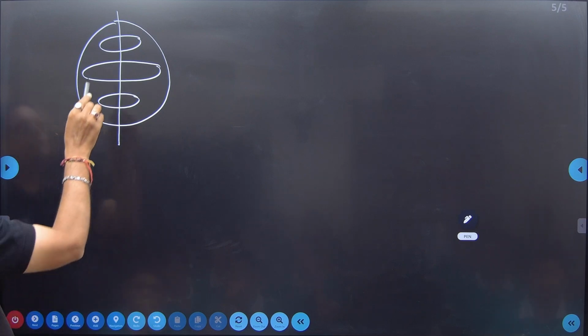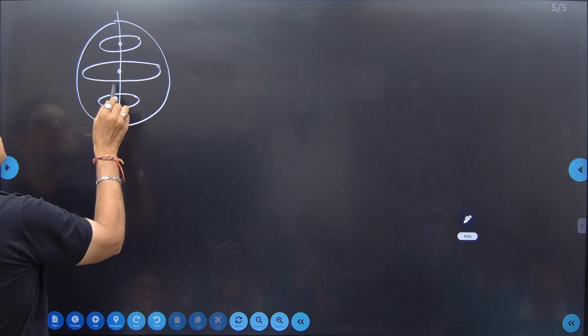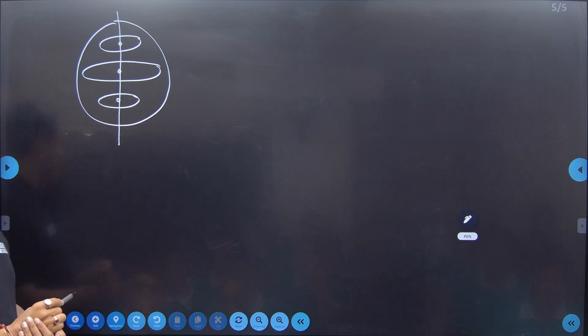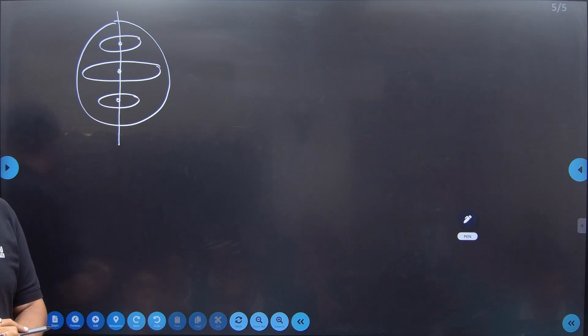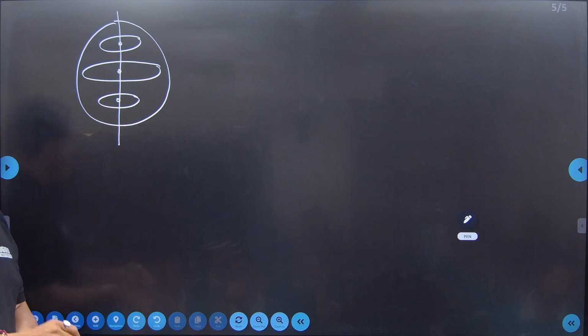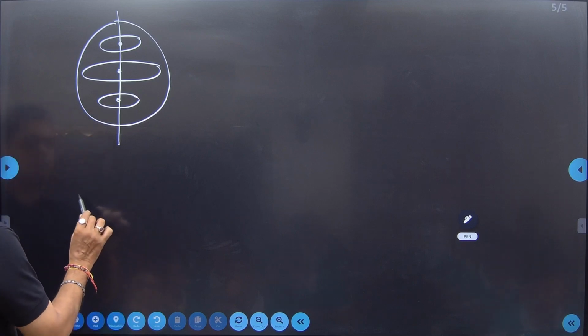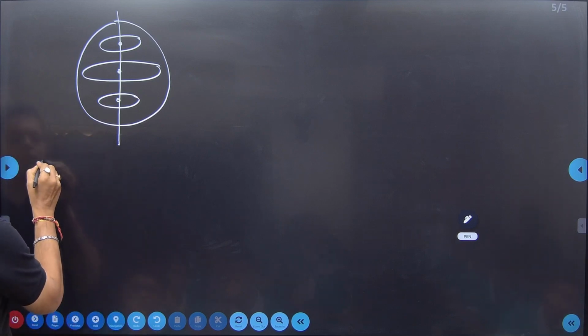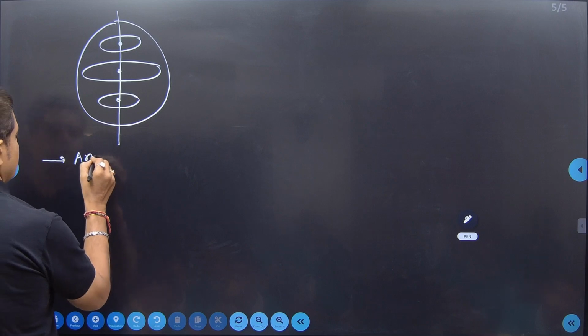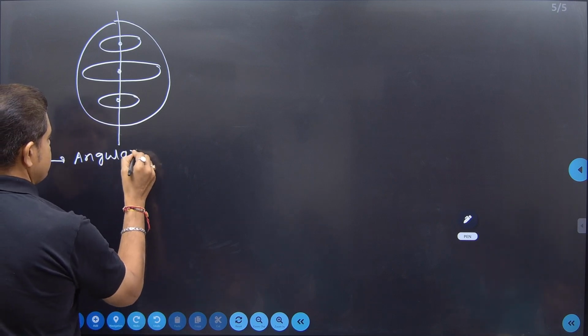Okay, and the centers of these circular paths are on a certain axis. This axis, this line, is called the axis of rotation. Now, angular displacement.